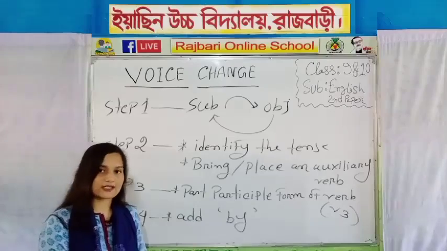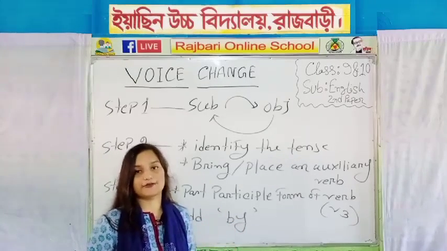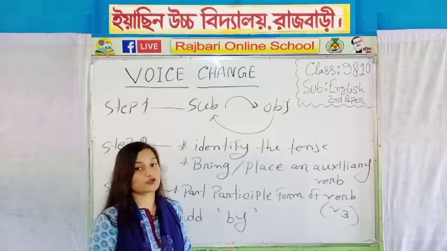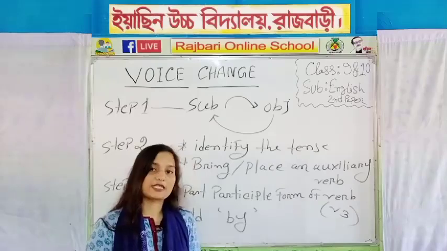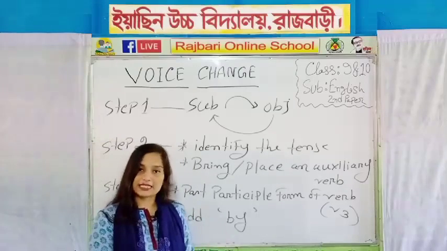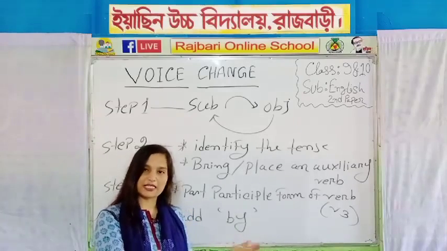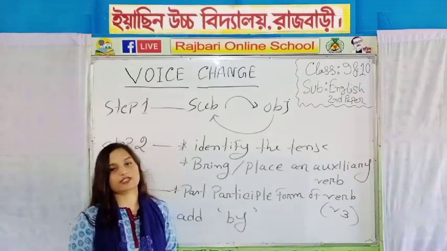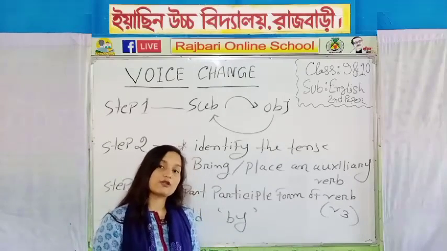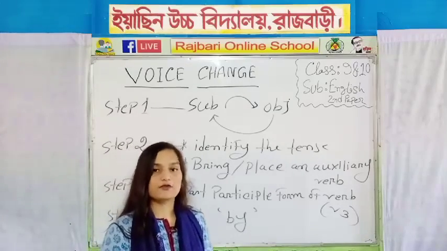For present indefinite tense, you will bring auxiliary verb am, is, are. For past indefinite tense, you will bring was, were. For future indefinite tense, you will bring shall be or will be. For present continuous tense, you will bring am, is, are, being. For past continuous tense, you will bring was or were being. For future continuous tense, you will bring shall be being or will be being. That was the two kinds of tense.